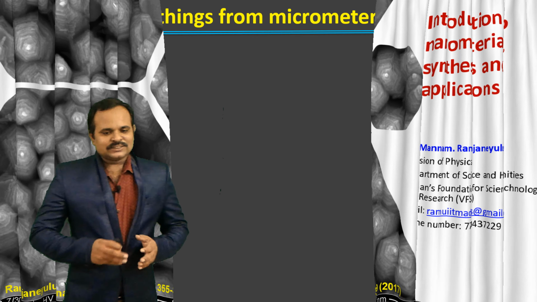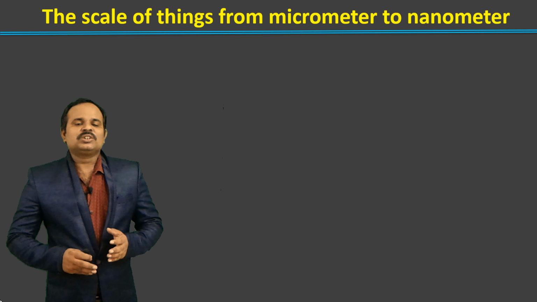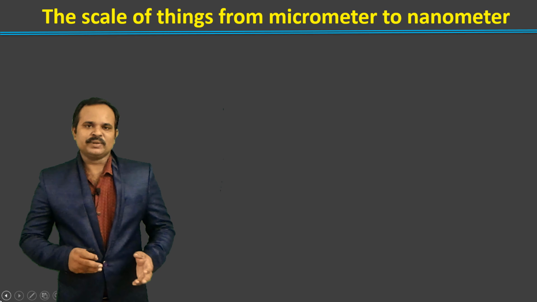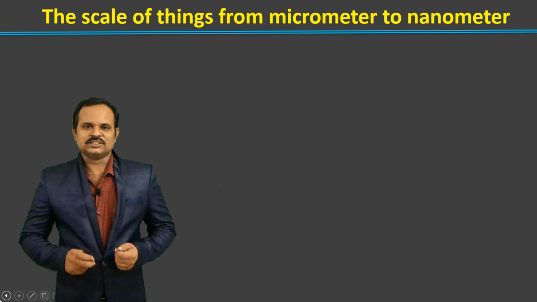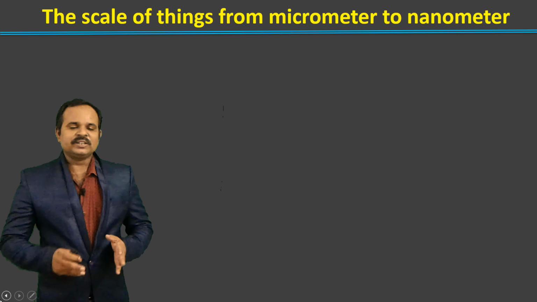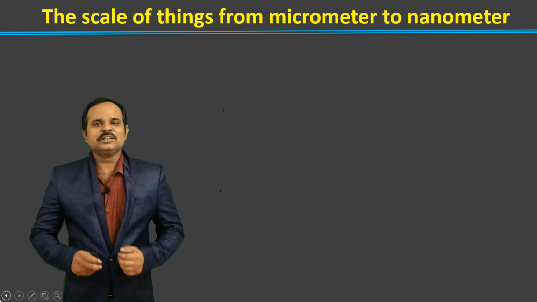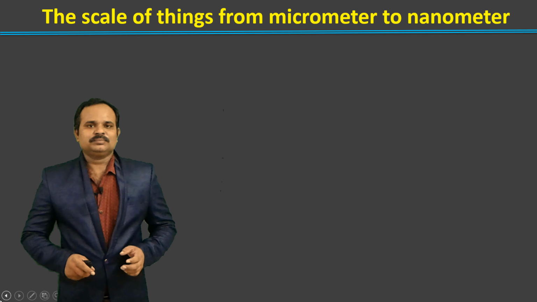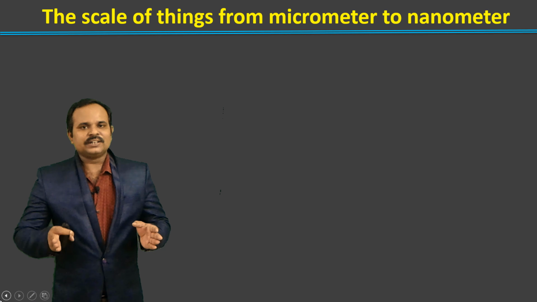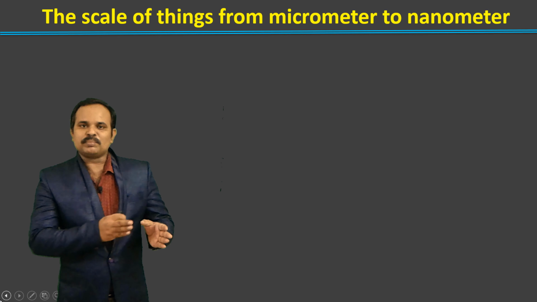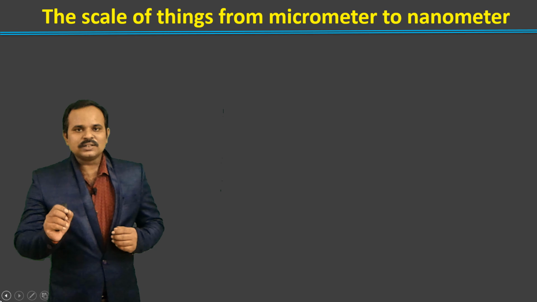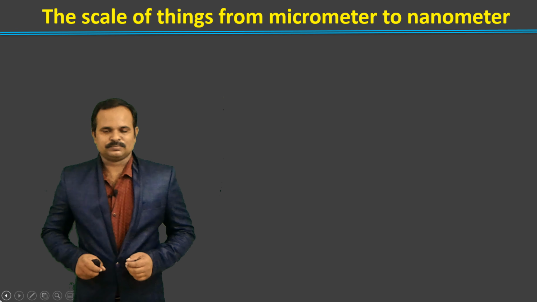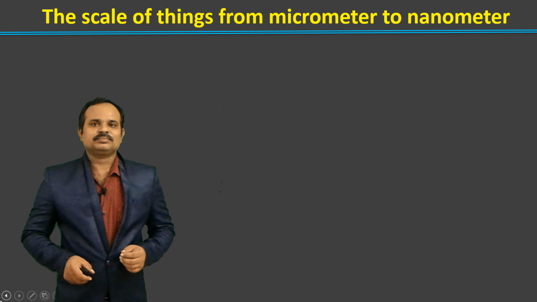First of all, let's discuss what is a nano. Nano means 10 power minus 9, simply. A nanometer means 10 power minus 9 meters. That means if you take a 1 meter scale and make it 10 power 9 equal parts, one part is called 1 nanometer. That means it's very small.